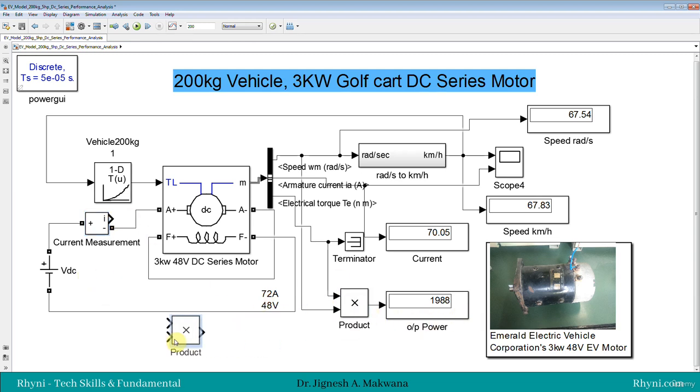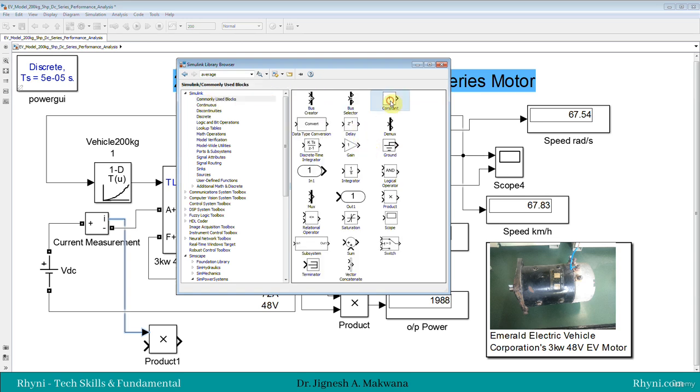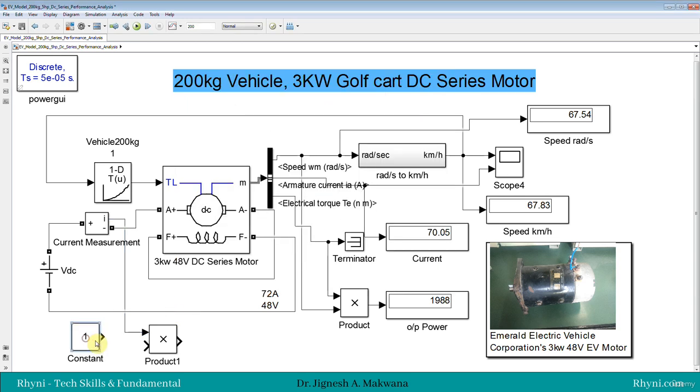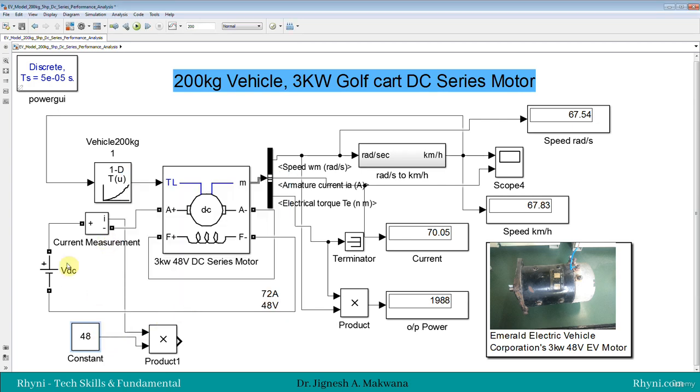We will again use the product. So one is current, it will be multiplied by the voltage. For that we require the constant block or voltage terminal from here. So I am using a constant block. You can also use the voltage measurement terminal, but it will produce the same effect, and we will set the same voltage of battery, 48. So 48 multiplied by the current. Only current is changing, right? And let's observe it and name it input power.